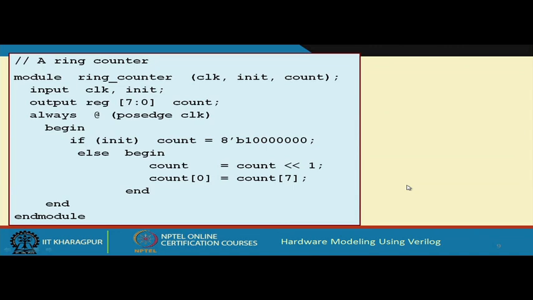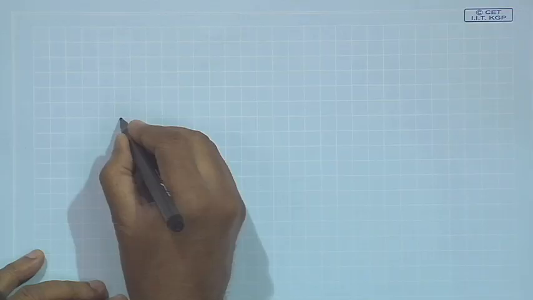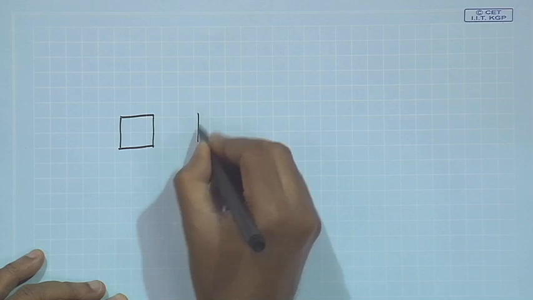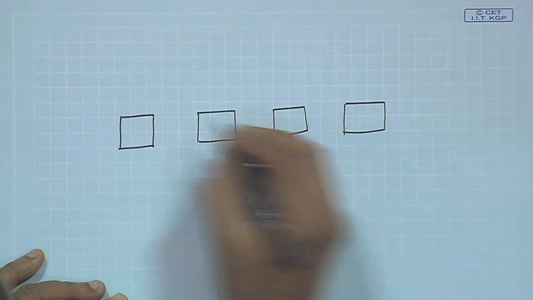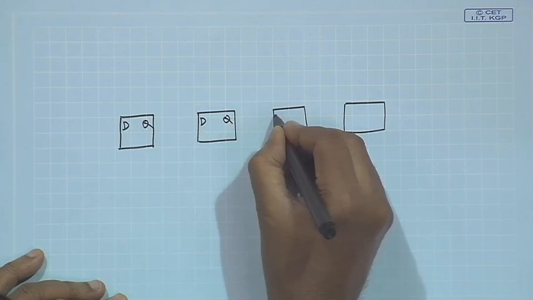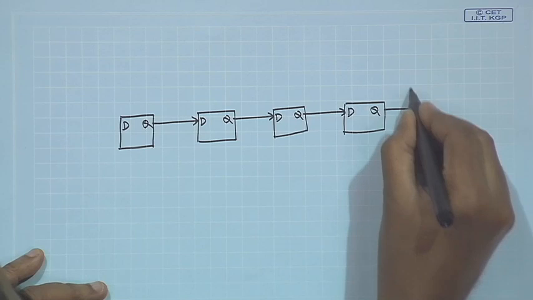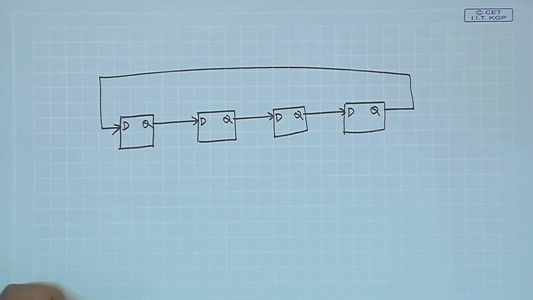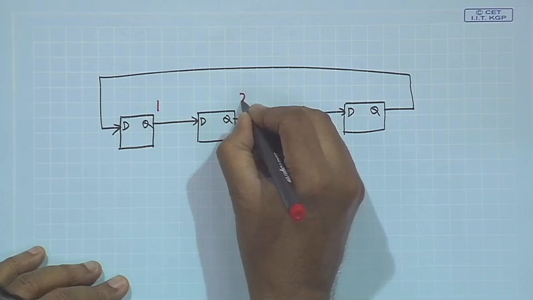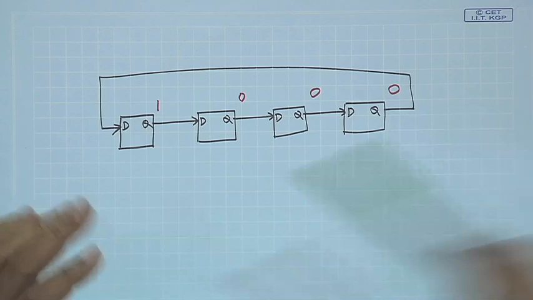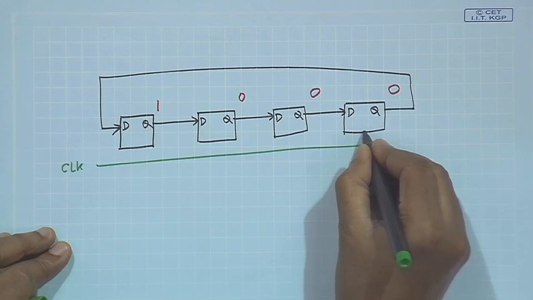So, let us now look at the example of a ring counter, ok. Now, what is a ring counter? Just recall, ring counter is nothing but a shift register. So, I am showing a 4 bit ring counter. It is just a shift register comprising of several D flip flops. So, the output of one flip flop is connected to the input of the other. Ring counter means they are connected as a ring, as a chain, and this counter is initialized typically to the state 1, 0, 0, 0. And the clock signal is applied to all the flip flops together.